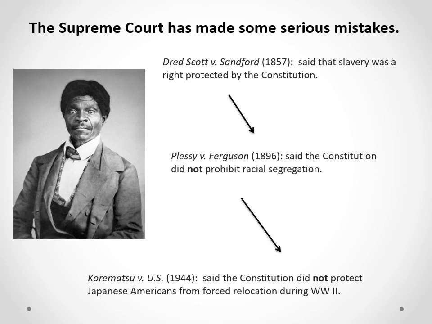You may know that during World War II, FDR issued an order to round up Japanese Americans and put them in these internment camps. One of these Japanese Americans filed a lawsuit to the Supreme Court, said, "We think this violates the 14th Amendment." Supreme Court disagreed, said the Constitution did not protect Japanese Americans from forced relocation during World War II. Again, this decision was morally wrong. It was legally wrong. Of course, the Constitution prohibits rounding up Americans and putting them in camps simply based upon their ethnicity.